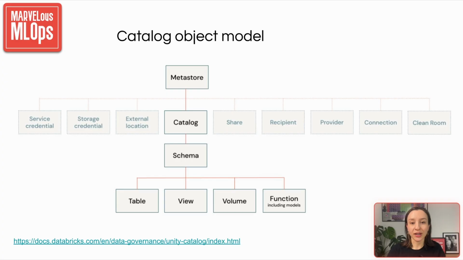In Unity Catalog, assets are organized using a three-tier hierarchy within the same metastore. Catalogs, which contain schemas, and within those schemas, we would find various data and AI assets, such as tables, views, volumes, models, and functions. And they can be referred to using a three-part naming convention: catalog.schema.asset.